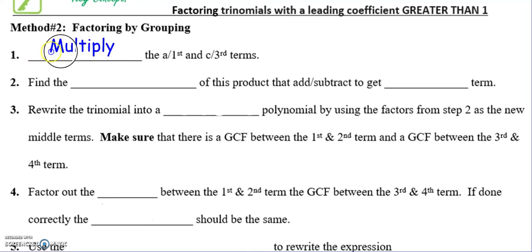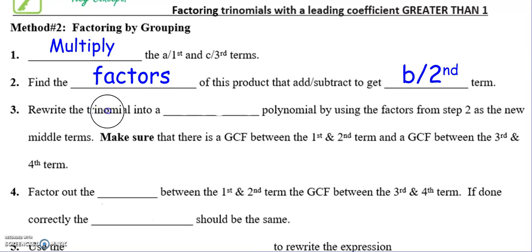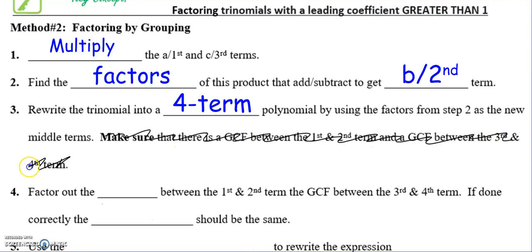So you're going to multiply the first and third terms together. Then you're going to factor that product, whatever you got when you multiplied, and that's what's going to add or subtract to get to the middle or B term. Now don't factor. Now you're going to rewrite the trinomial into a 4-term polynomial using the factors you found on step 2 to make the new middle term. Now this is incorrect, and you could just scribble this out because I shouldn't have put that. That is not true. You don't have to do that.